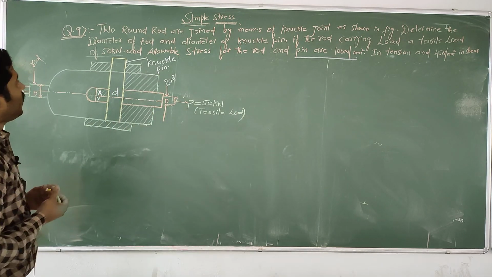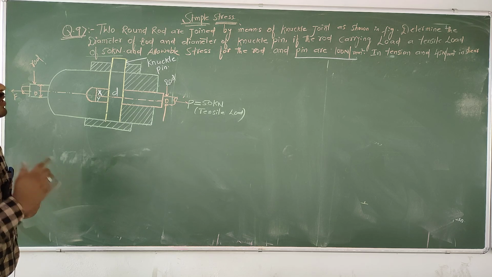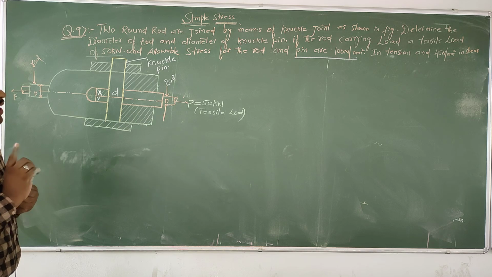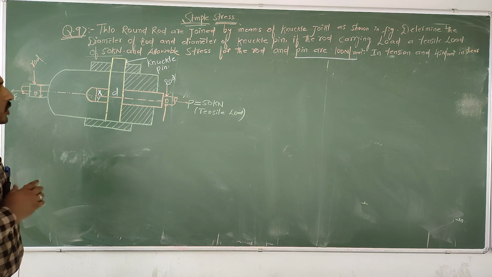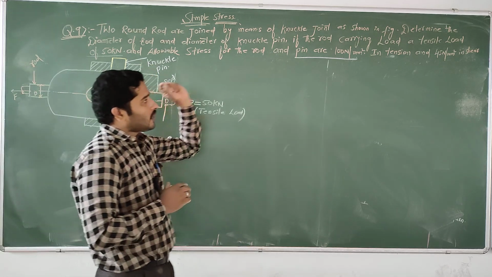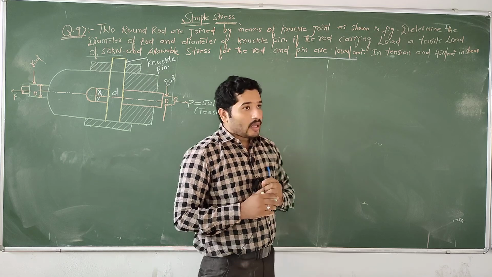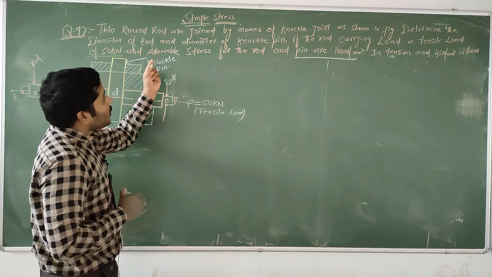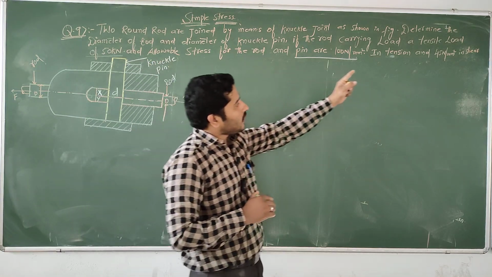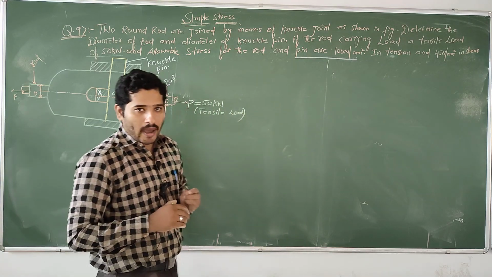Okay, and the allowable stresses for the rod and pins are 100 Newton per mm square in tension and 45 Newton per mm square in shear. So this means that the allowable stress of the rod is given as 100 Newton per mm square, and the allowable shear stress is given as 45 Newton per mm square.